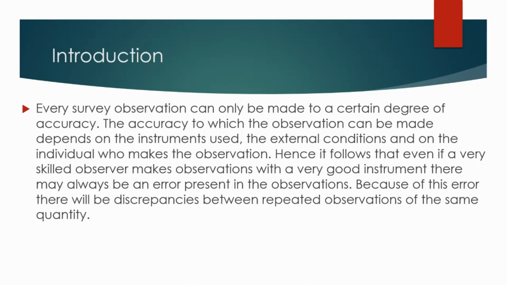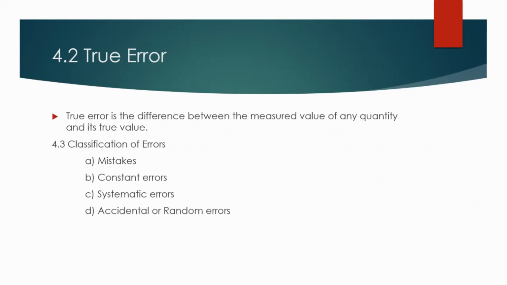So basically there are 4 types of errors. Now there is a definition, something called true error. Now in order to find this true error, actually to find true error exactly is impossible.